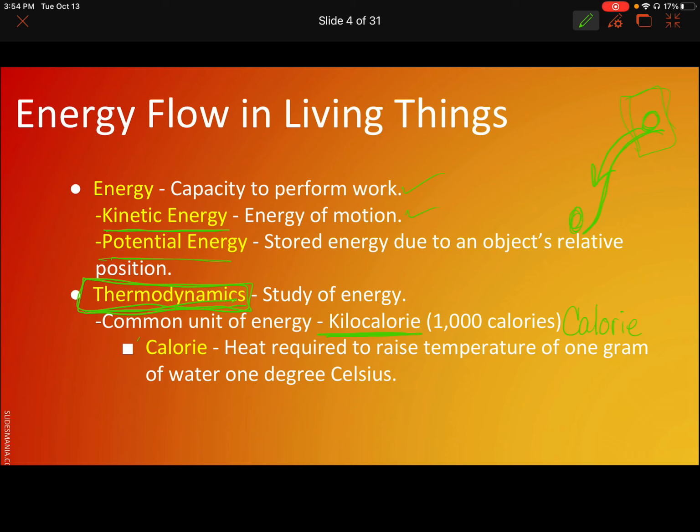And they define a calorie as the amount of heat required to raise the temperature of 1 gram of water by 1 degree Celsius.